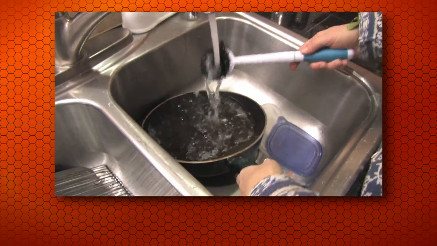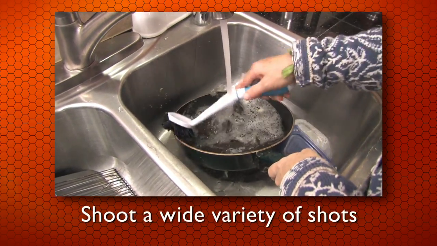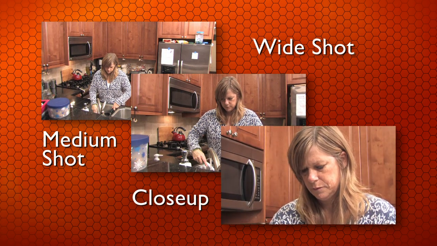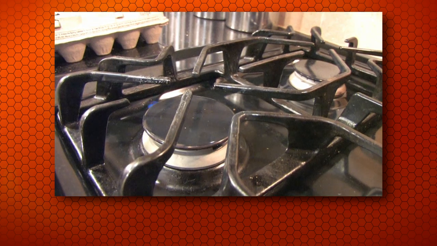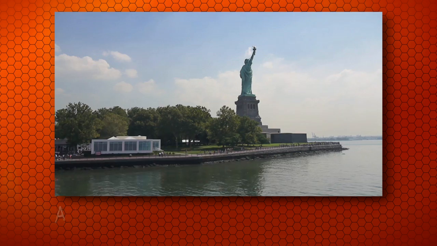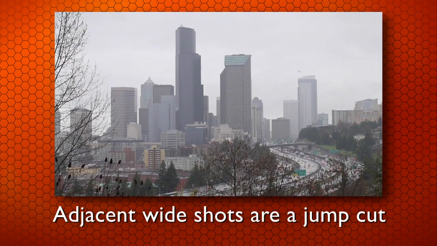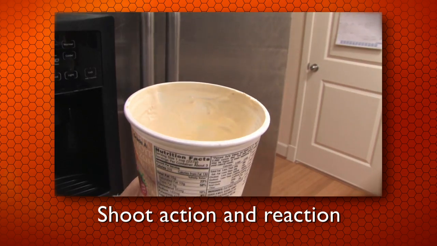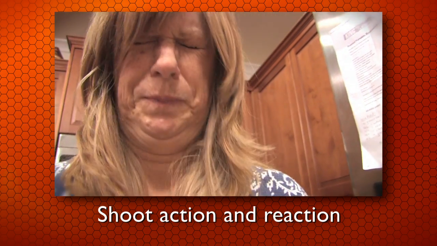Okay, if you're looking for a list of do's and don'ts, here you go. Shoot a wide variety of shots. If you have the time, shoot a wide, a medium, and a tight version of every shot. Tight shots can appear back to back, but adjacent wide shots, well, they're a jump cut, and they confuse the audience. Shoot an action and then the reaction, or the cause and the effect. You're showing the viewer what's important to your story, so make certain those points are clear.